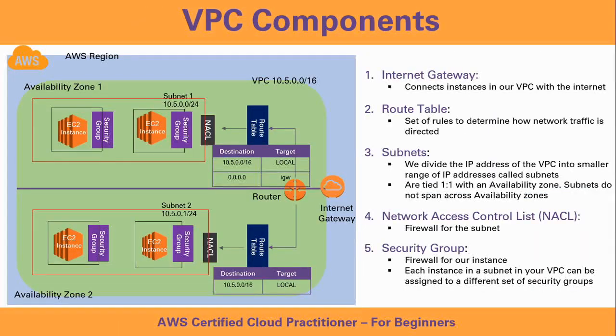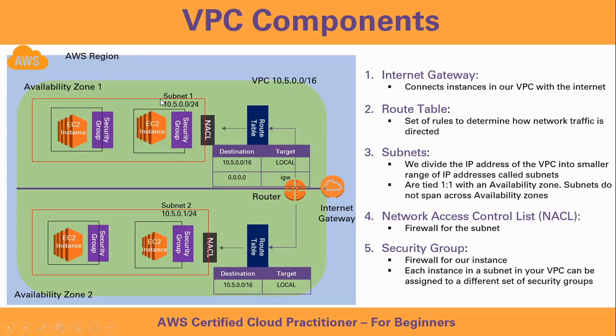In this section, we will go over virtual private cloud components. The first component in a VPC is the internet gateway. The internet gateway is a mix of hardware and software that connects the instances in our VPC with the internet. The second component of a virtual private cloud is the route table. The route table has the set of rules that determine how the network traffic is directed.